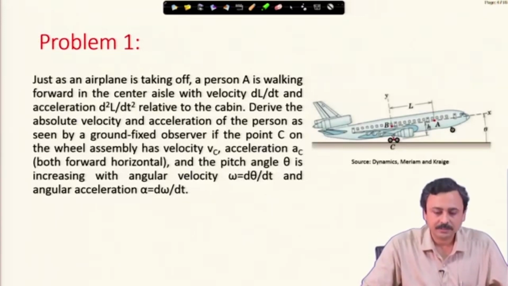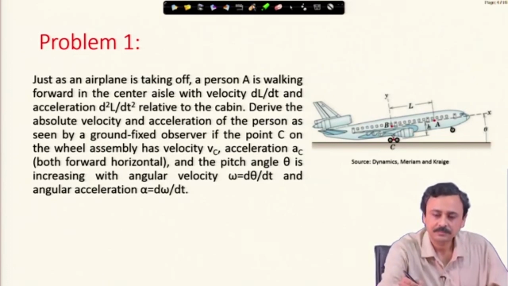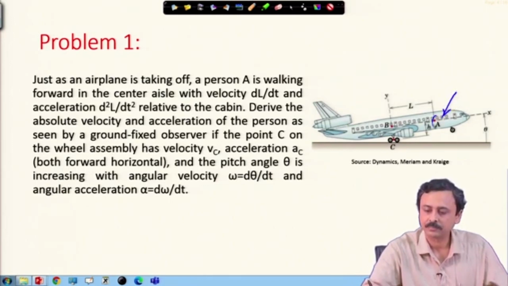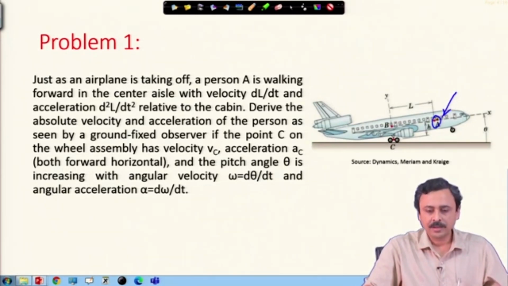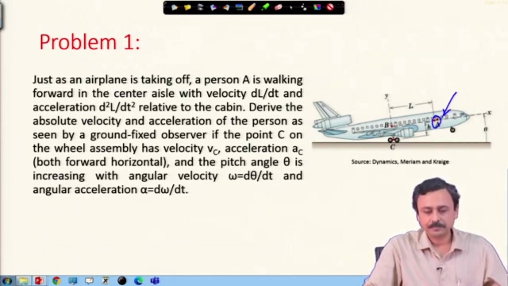Let us understand with some examples now. In this problem, which is taken from the book of Meriam and Kraige, it says just as an airplane is taking off, a person A, I will mark out, the person A is here, is walking forward in the central aisle with velocity dL/dt, L is marked out in this figure, and acceleration d2L/dt2 relative to the cabin. These are very easy to measure in the cabin.